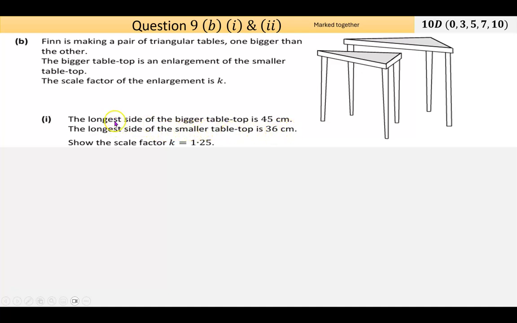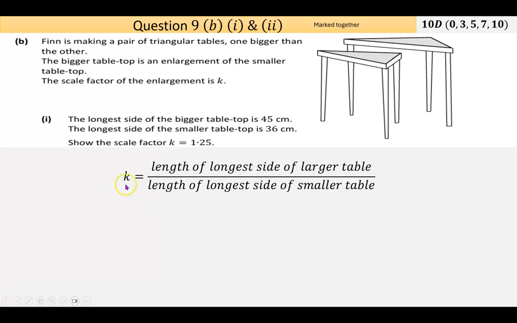And if we're comparing the same two sides, they should be increasing in the scale factor. It'd be a way of finding the scale factor. Now they say show that the scale factor K is equal to 1.25. So these formulas are ones you'll have to memorize. Okay, this is the formula.